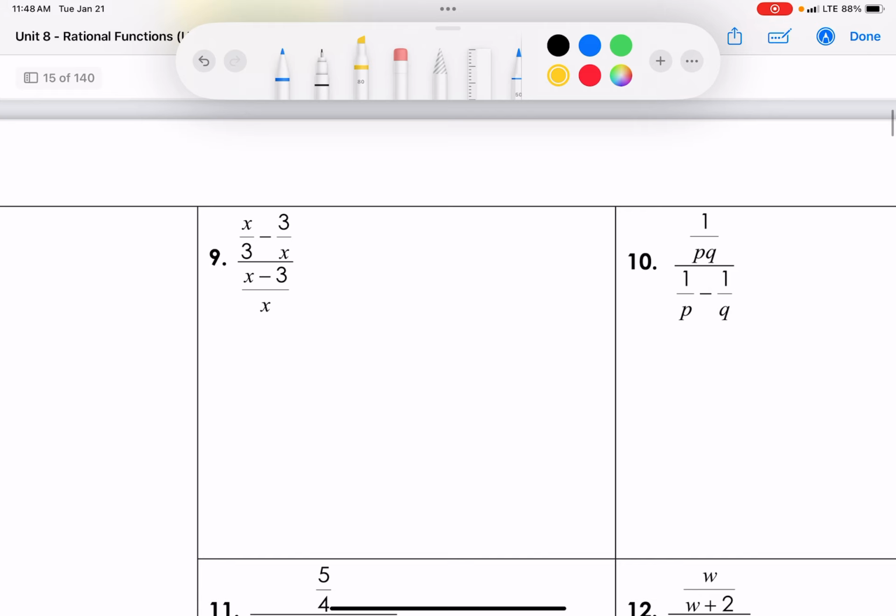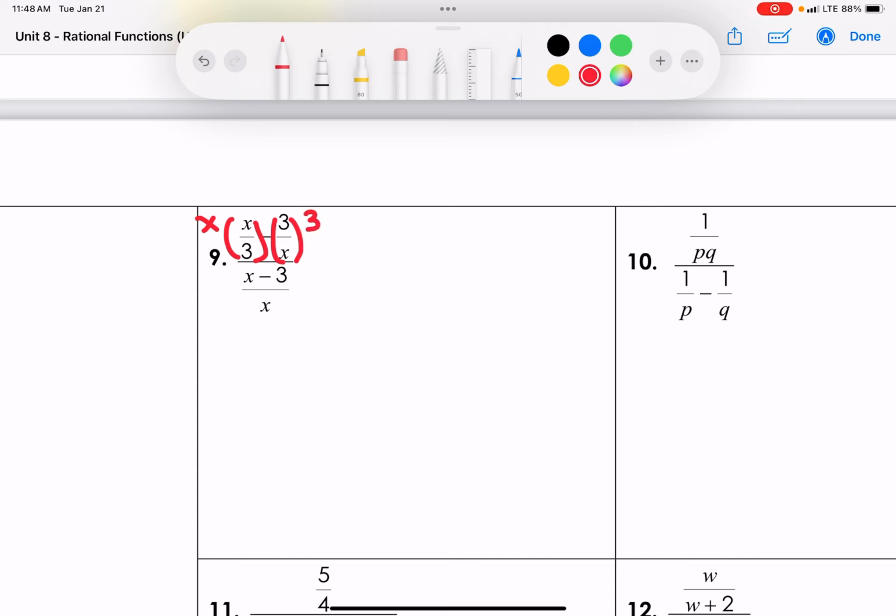All right, go to the next one. Same idea. Well, this is a little different because, notice that my denominators right here, they're different, right? When you're adding or subtracting fractions, they have to have a common denominator. So we have to make them have a common denominator first. So what I have to do is multiply this side by x and this side by 3.